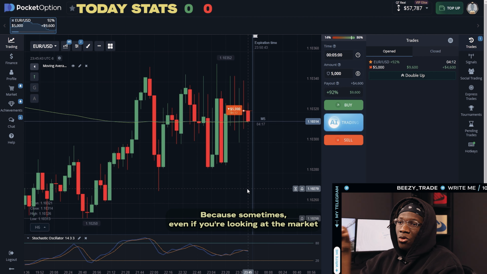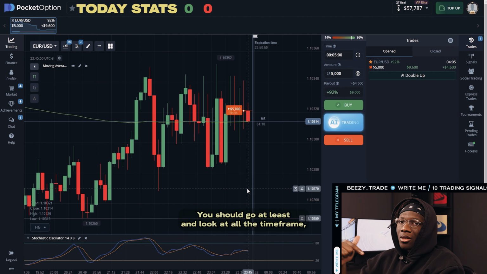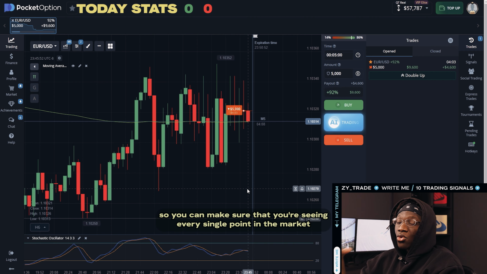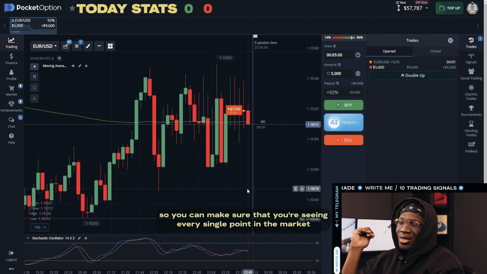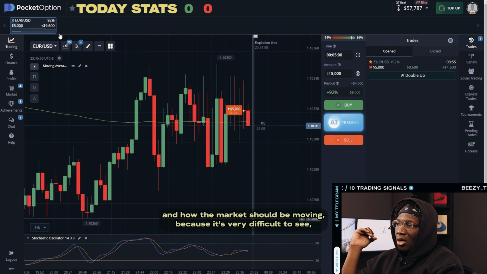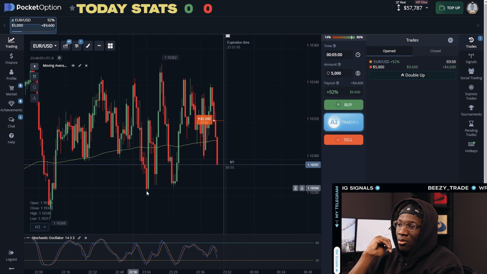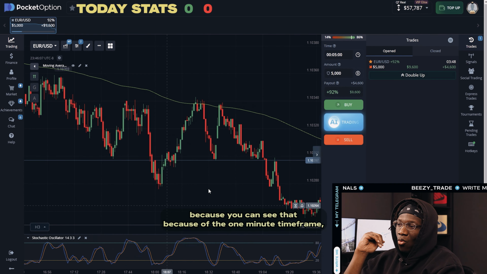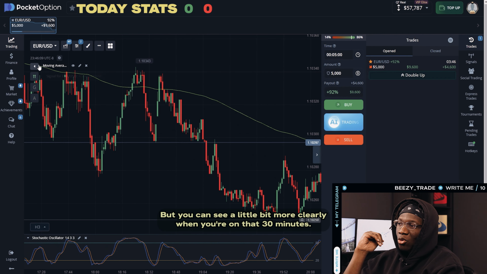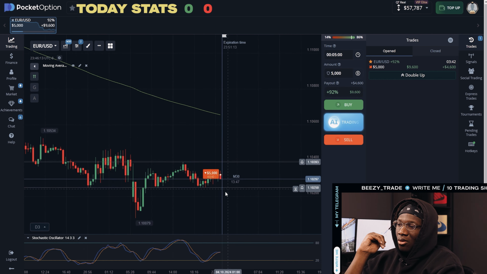Sometimes even if your mind is set on making a 1 minute trade, you should go and look at all the time frames so you can make sure you're seeing every single point of the market and how it's been moving. It's very difficult to see the overall movement of the market on a 1 minute time frame, because there's a lot of movement, but you can see a little more clearly when you're on the 30 minutes, right?